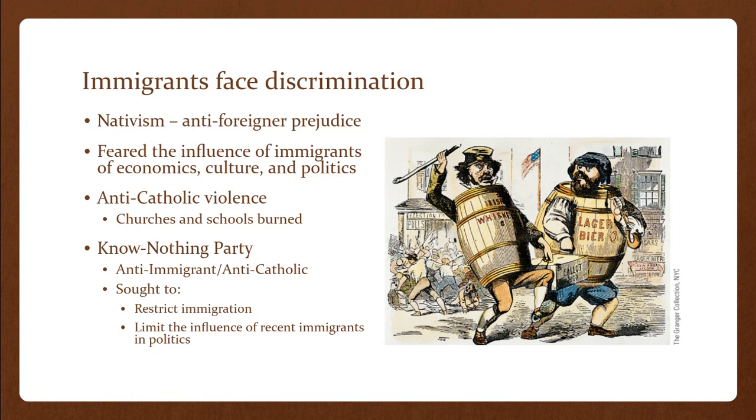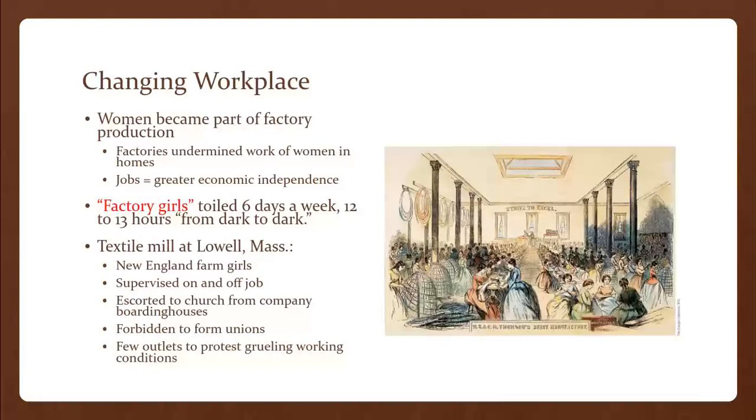We see violence against Catholics, churches, schools being burned, and we even see a political movement known as the Know Nothing Party explode. The Know Nothing Party was an anti-immigrant, anti-Catholic political party. It sought to restrict immigration and make it very difficult for people who were here, immigrants, to have any sort of political influence. They're called Know Nothings because of the secretive nature of their organization.